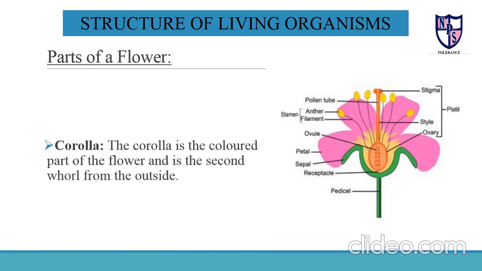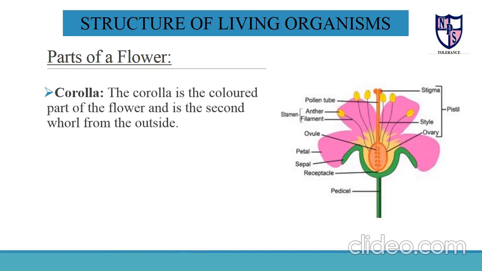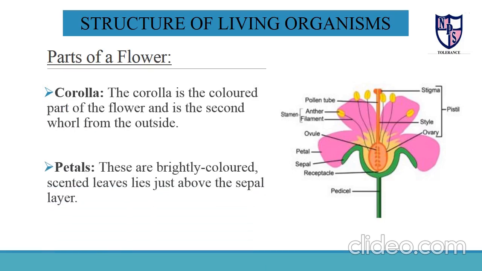Now students, next is the corolla. The corolla is the colored part of the flower and is the second whorl from the outside. Next is the petals. These are brightly colored scented leaves that lie just above the sepal layer. Now look at the picture. This is the structure of a typical flower.